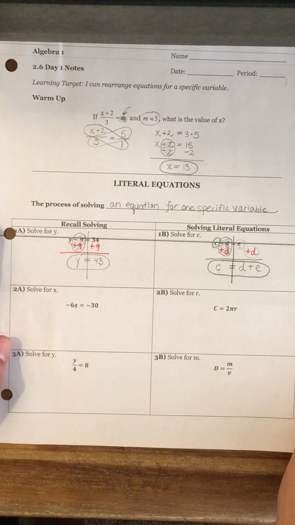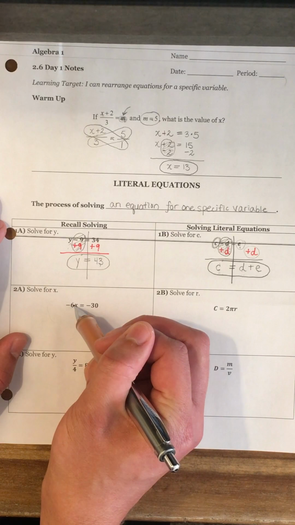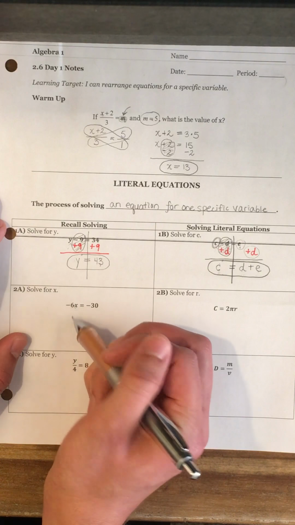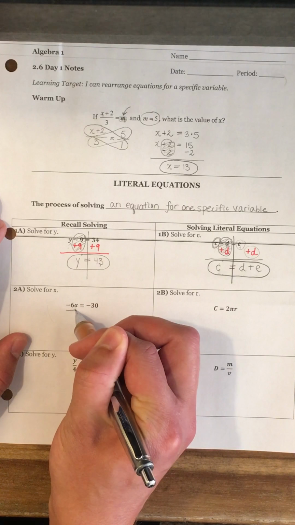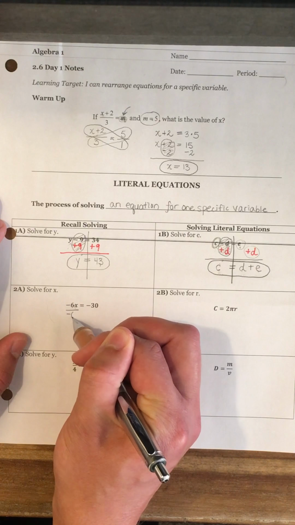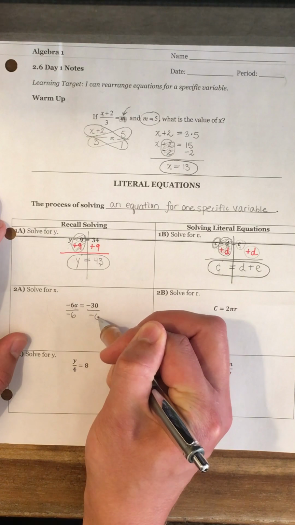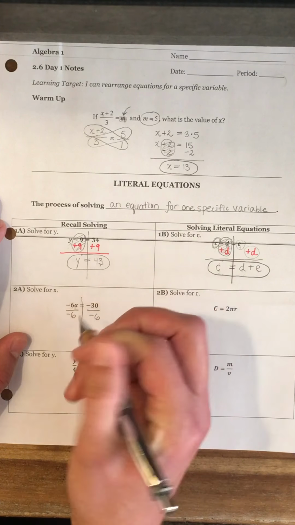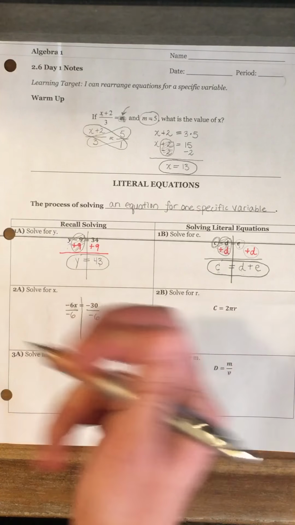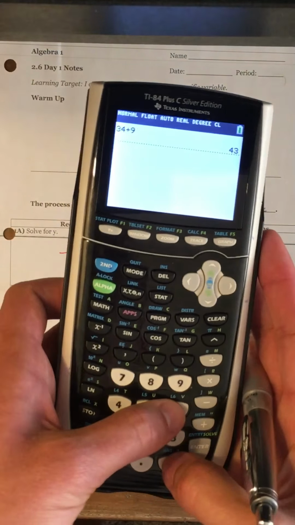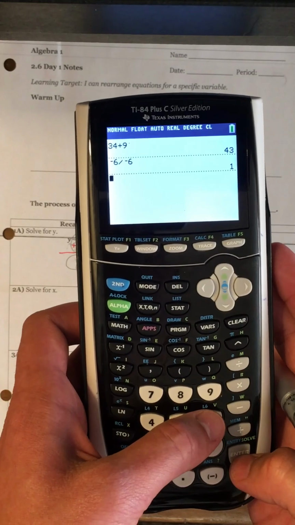Well, to get x by itself in this case, I have to do the inverse operation of that multiply by a negative 6. Well, the inverse of multiplication is division. So now to get x by itself here, I have to divide both sides by that coefficient in front of x, the negative 6. And when I do that, negative 6 divided by a negative 6 is just 1. So any number divided by itself, like negative 6 divided by negative 6, is just 1.